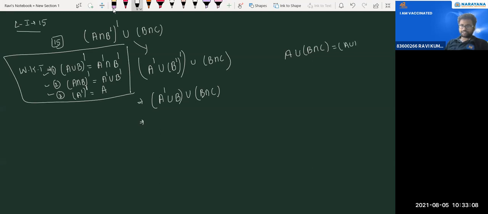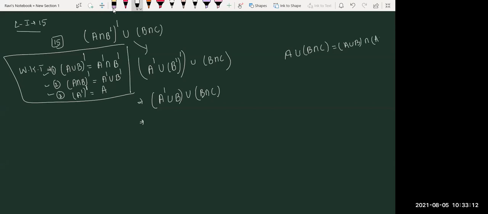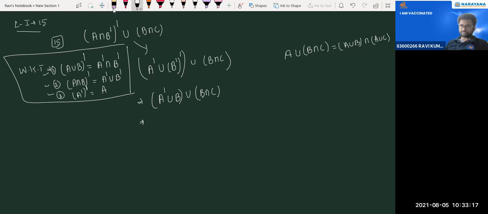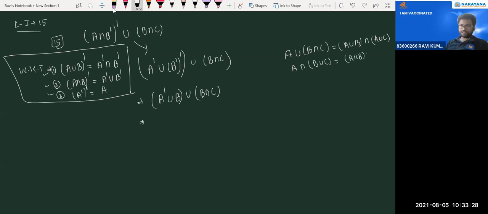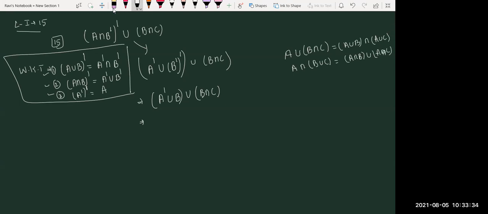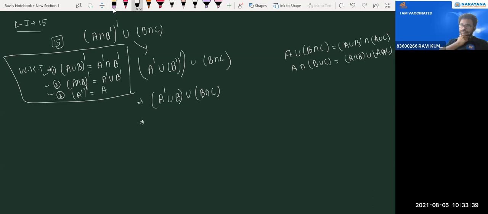A union B intersection C. You remember, I wrote B. Someone said it's a C or something. Say yes or no, please. Yes, sir, you gave so. I wrote B in place of C that day. The answer is A intersection B union A intersection C.